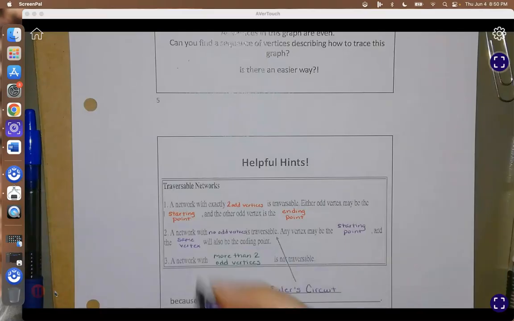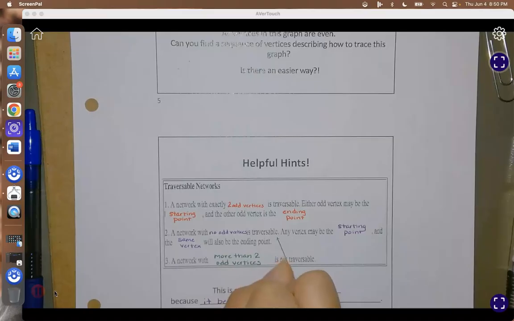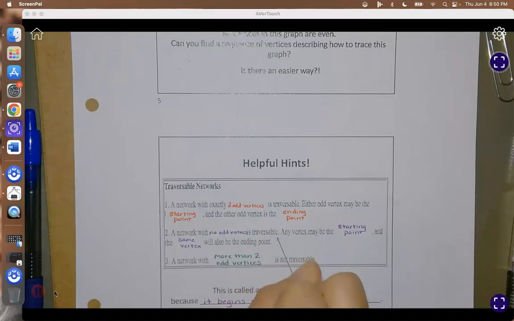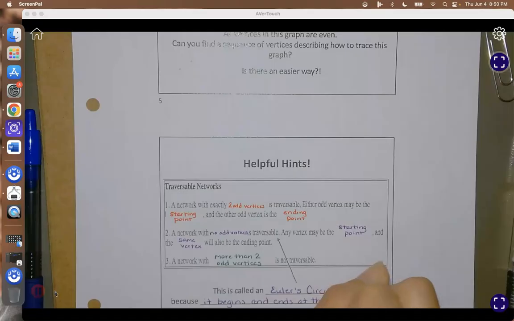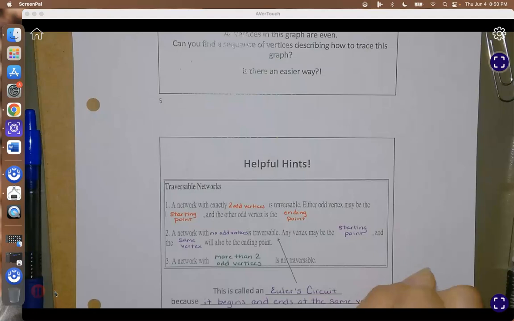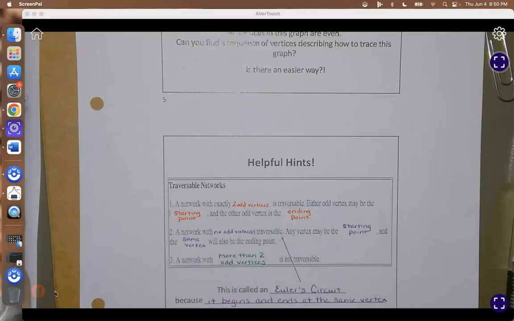Because it begins and ends at the same vertex. So if you start and end at the same point, that's an Euler circuit. All right, that's the front of that. So we're going to go on the back and do some examples. So here we go.